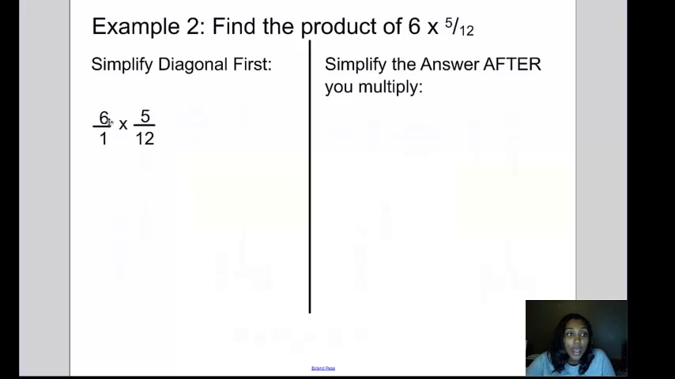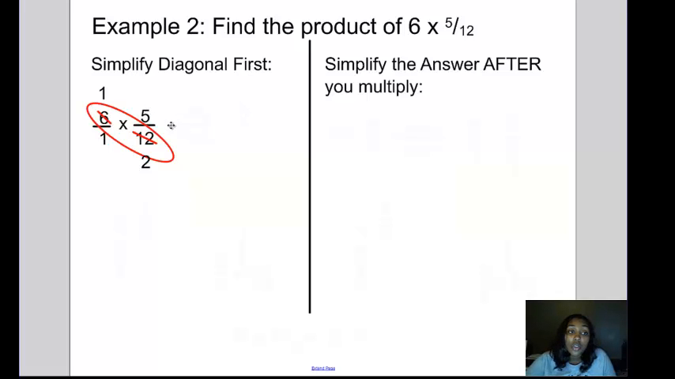times bottom. Then I look at my diagonals to see, can they be simplified? When I look at this diagonal, I do see that 6 and 12 can be simplified. They can both be divided by 6. So 6 divided by 6 will give me 1, and then 12 divided by 6 will give me 2. I look at 5 and 1. Well, 5 and 1 is already in its simplest form, so I don't need to do anything to this diagonal.